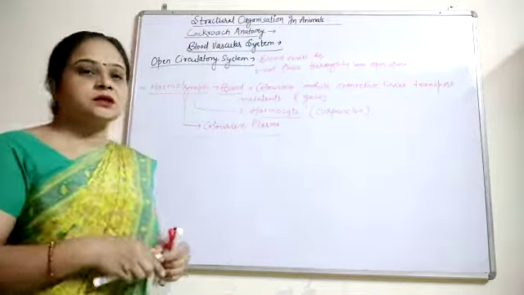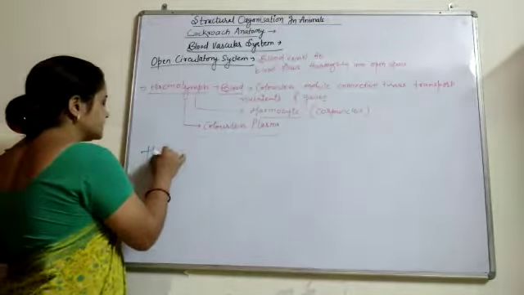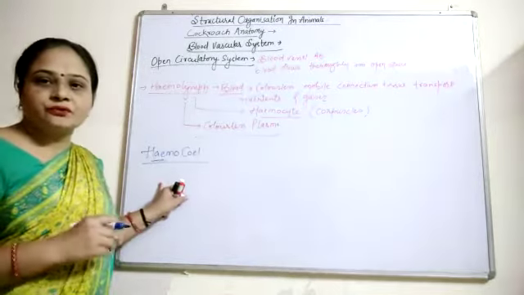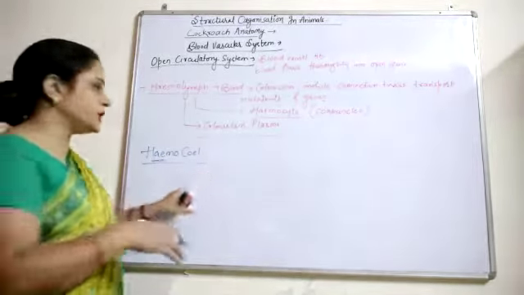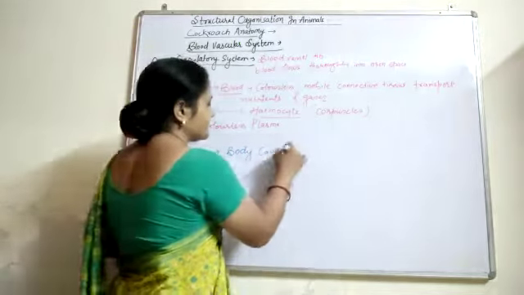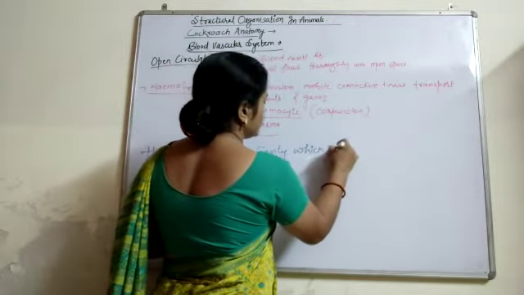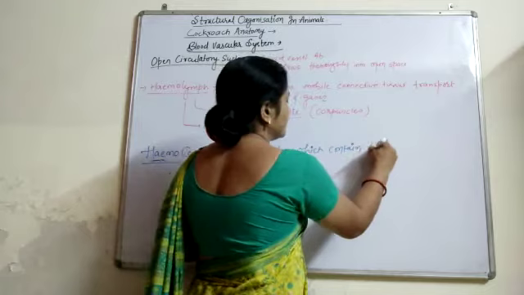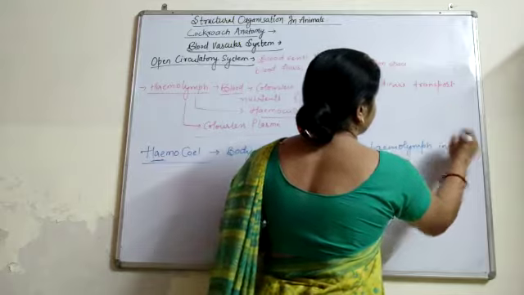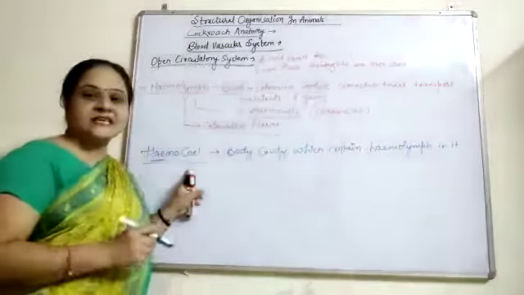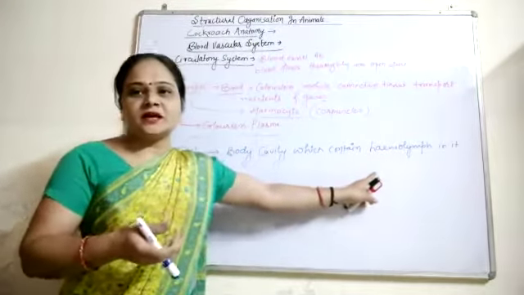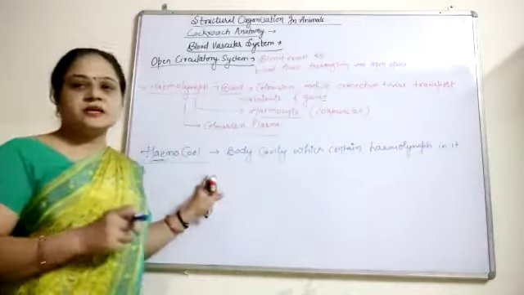Now the next third term is hemocoel. Hemo again means blood, and coel means the body cavity. So we can say that the body cavity which contains hemolymph in it. This is the hemocoel, the body cavity of the cockroach which consists of hemolymph as well as the heart in it. It is known as hemocoel.